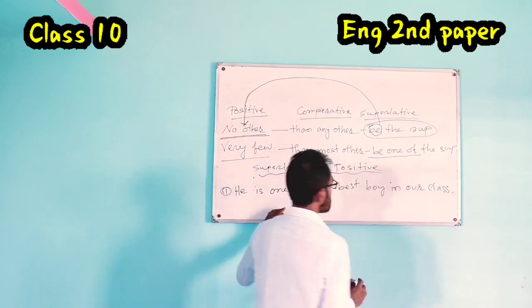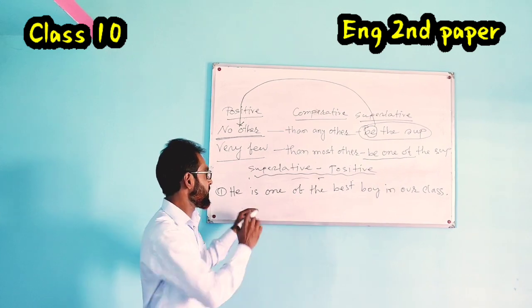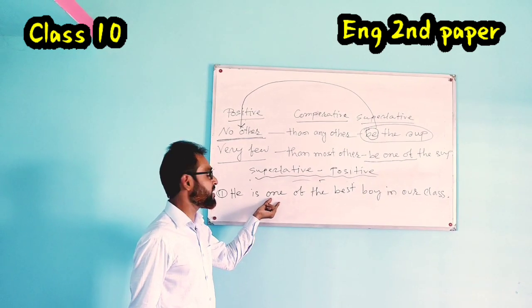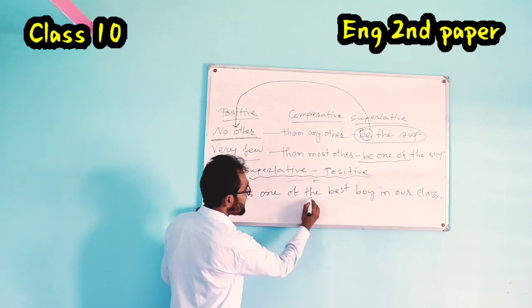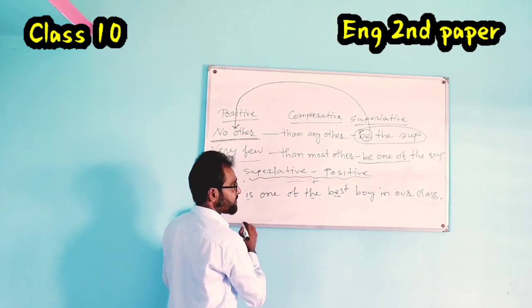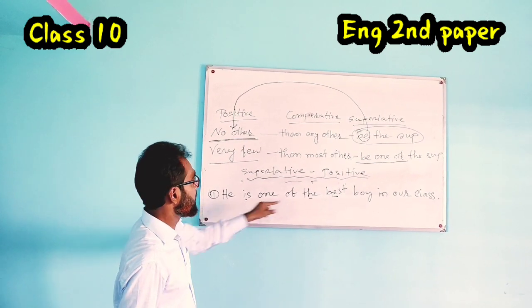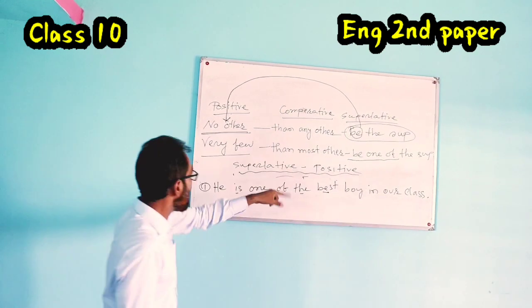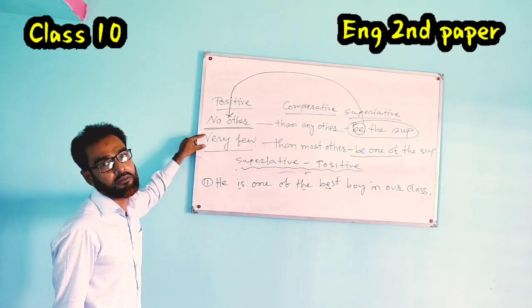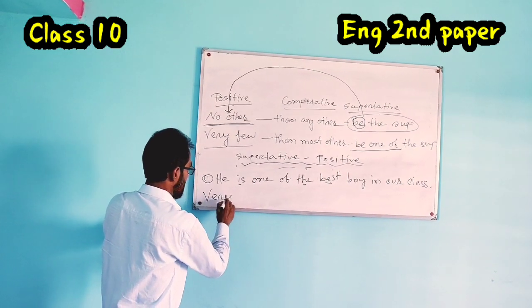Dear student, please look at the board. In our previous sentence, we used only be the soup. Then we used no other. But here, be one of the soup. Now we have to use very few.